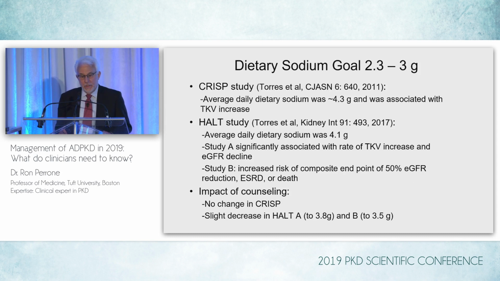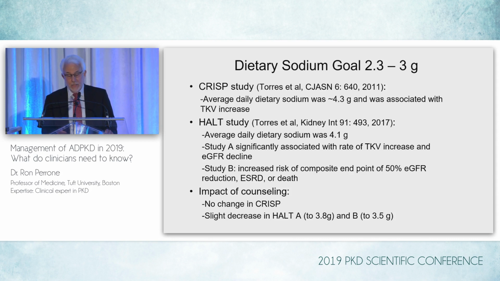The CRISP study and the HALT study investigated the effect of dietary sodium on PKD progression. So in the CRISP study, average dietary sodium was 4.3 grams and was associated with increase in TKV over time. In the HALT study, the average dietary sodium intake was 4.1 grams, and in study A, it was significantly associated with the rate of total kidney volume increase and eGFR decline. In study B, it was associated with the increased risk of the composite endpoint of 50% eGFR decline, ESRD, or death.